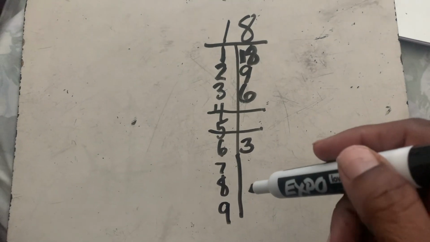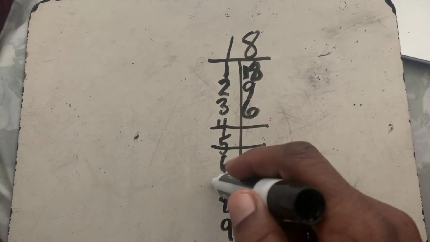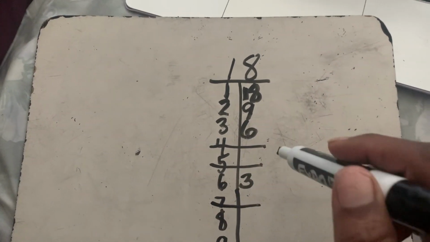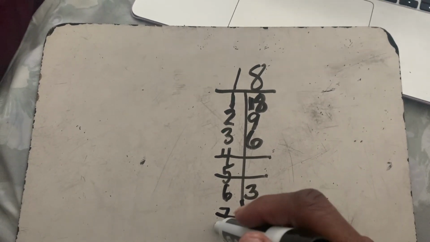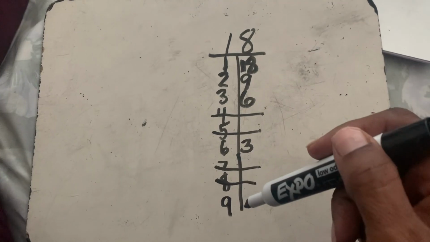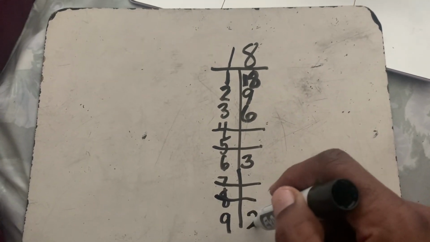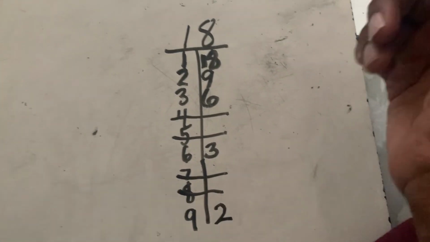Okay, let's do 7. 7, 14, 21. I didn't say 18. 8, 16, 24. I didn't say 18. 9, 18. That's 2. So let me write my factors of 18.